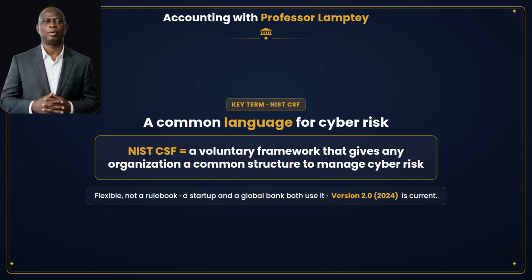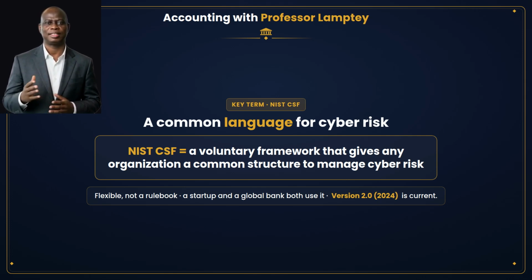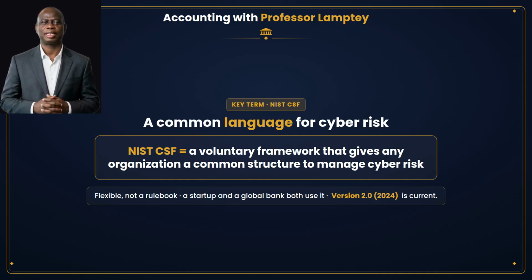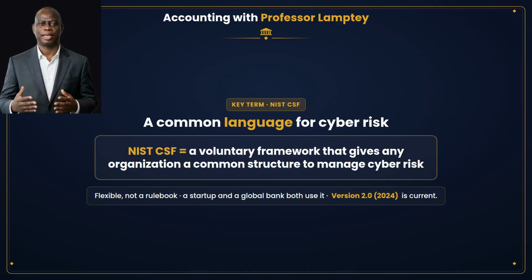Let's define it. Write this down. The NIST Cybersecurity Framework is a voluntary framework published by the U.S. National Institute of Standards and Technology that gives any organization a common structure to manage and reduce cybersecurity risk. 2 things to stress. It's voluntary and flexible, not a rigid checklist of rules, but a common language a tiny startup and a global bank can both use. And it was updated in 2024 to version 2.0, the current one, an update that matters, as you'll see in a moment.